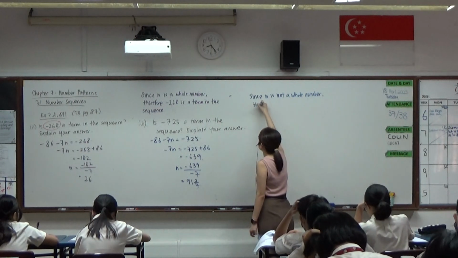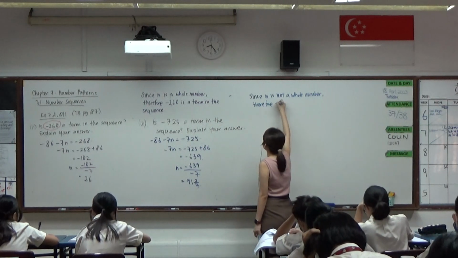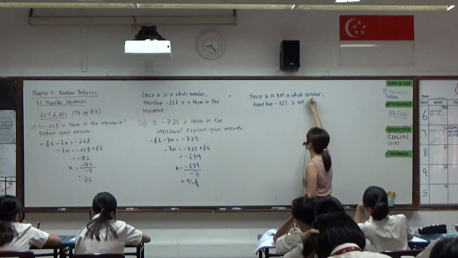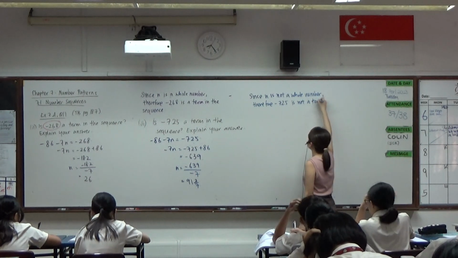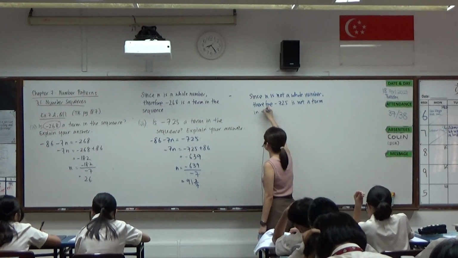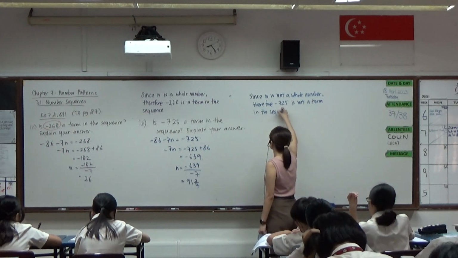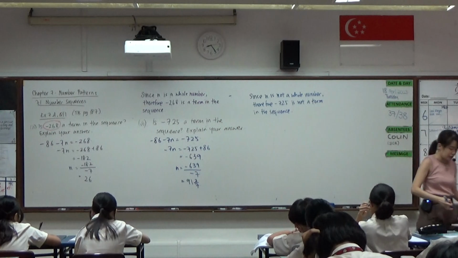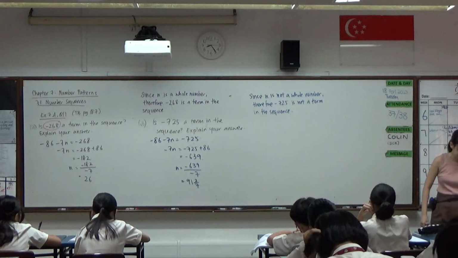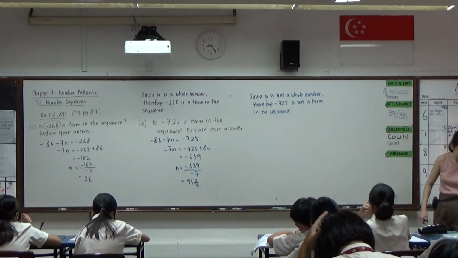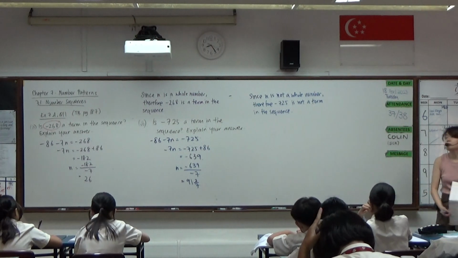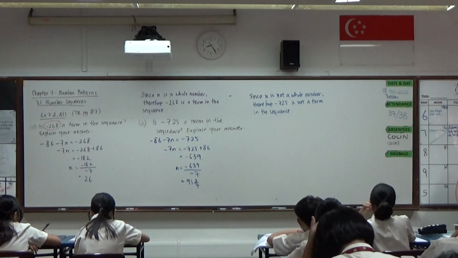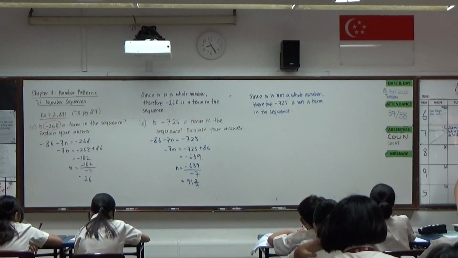Therefore, negative 725 is not a term in the sequence. Okay, I'm showing you 2 ways of doing your presentation of your answer. Depending on the question, sometimes it can be a term in the sequence, sometimes it cannot be a term in the sequence.